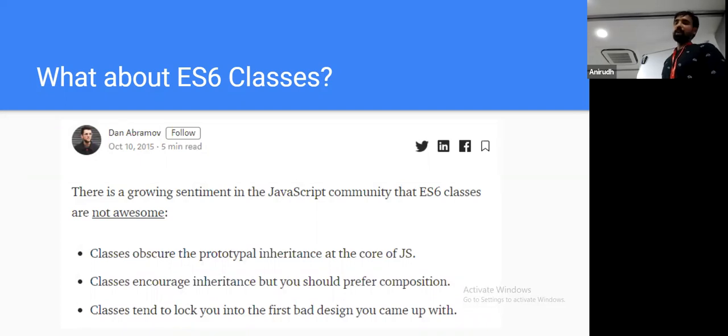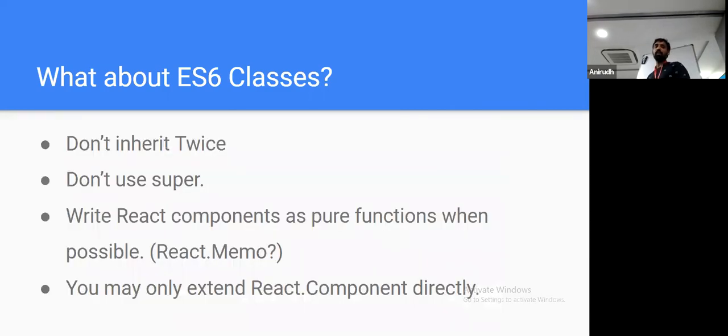So basically, he highlighted this point like 5 years back, that ES6 classes are not awesome. He had some issues with that, and he highlighted them in this article. He's just not recommending the usage of classes, and this is 5 years back. So how would you avoid classes? There are some 4 points that he made.